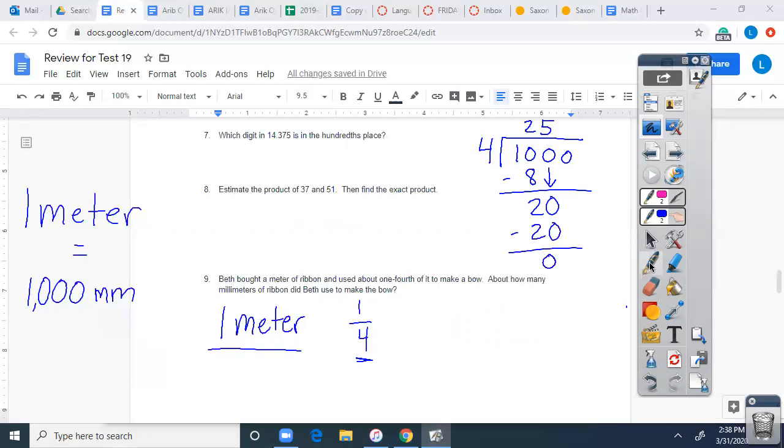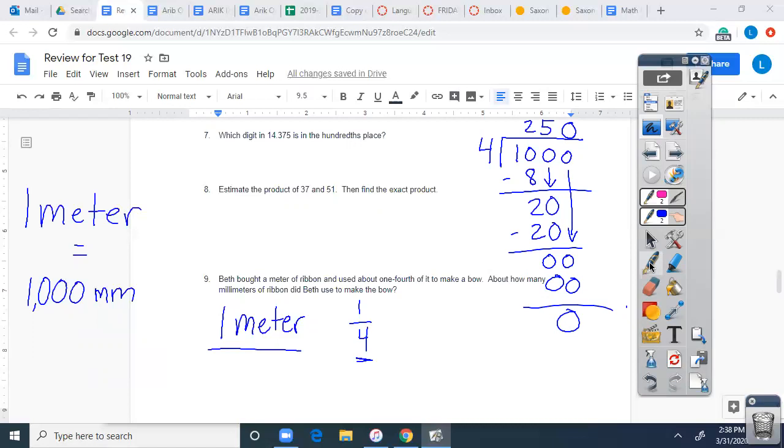Am I done? No, we have the 1 more 0 to bring down. Bring that down. Can 4 go into 0? 0 times 4 is 0. 0 minus 0 is 0. Do not forget that last step there. Okay? Don't forget that, because if you get the answer 25, that is not 1/4 of 1,000. 25 is way smaller than 250. So don't forget that part right there.